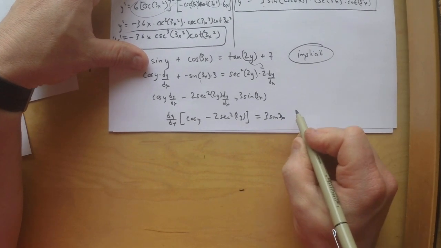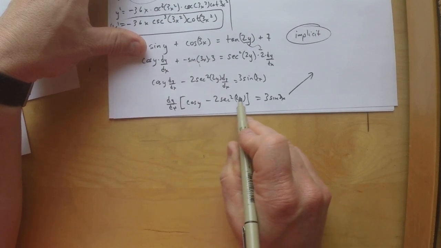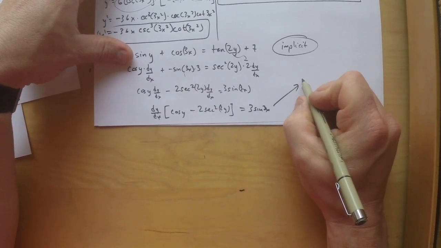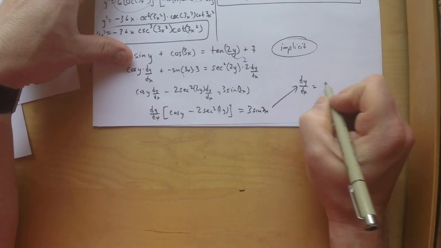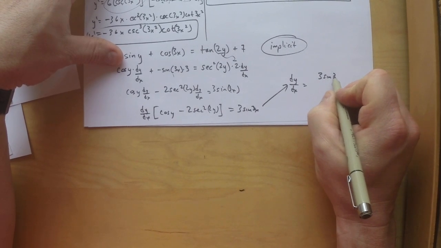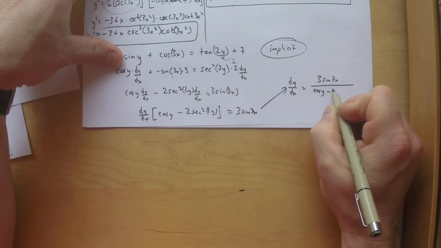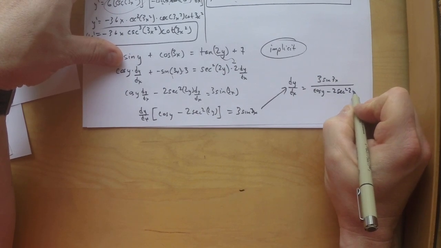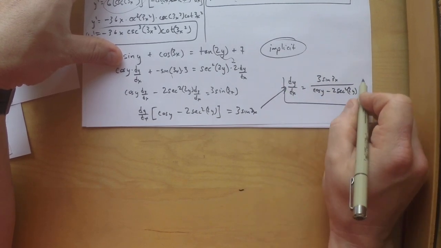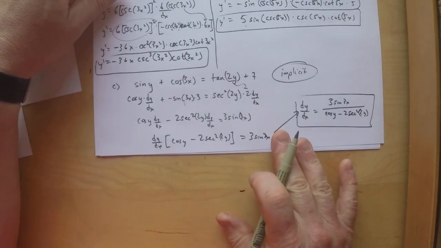And my last little step, divide both sides by this mess. So you end up with 3 sine of 3x all divided by cos of y minus 2 secant squared of 2y. Holy Toledo, there it is.